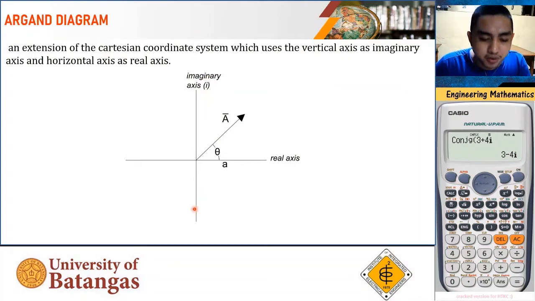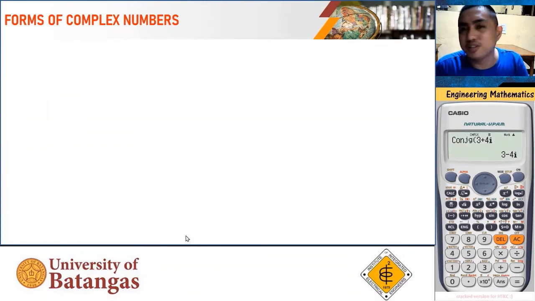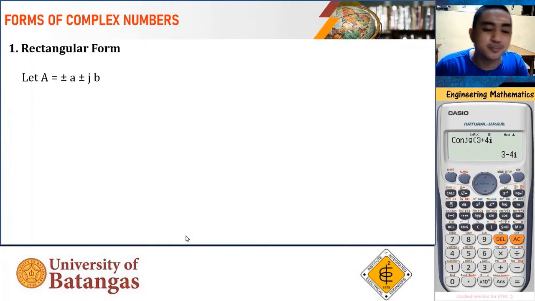Okay, so kung mapapansin nyo, meron tayong A bar dito. So ito yung ating complex number. Then meron siyang angle na theta. So mamaya, i-discuss pa natin yung Argand diagram para mas magets ninyo. Okay, so let's talk about the forms of complex number. First is the rectangular form.